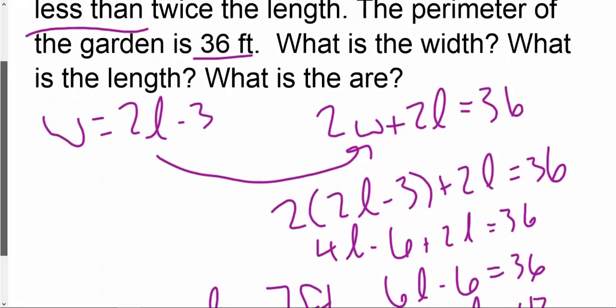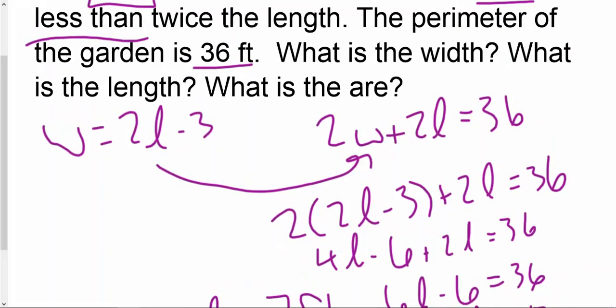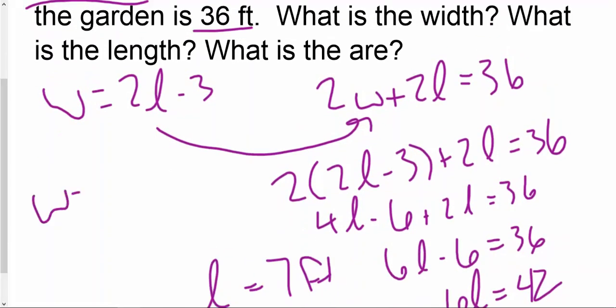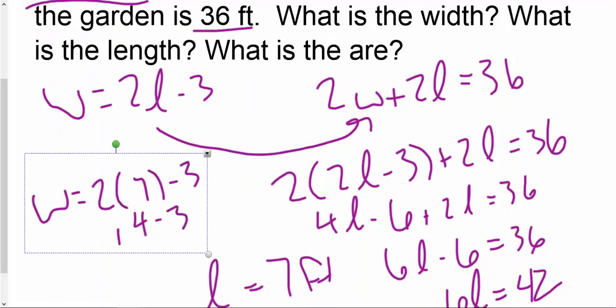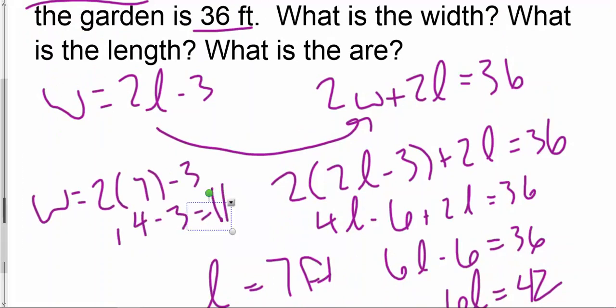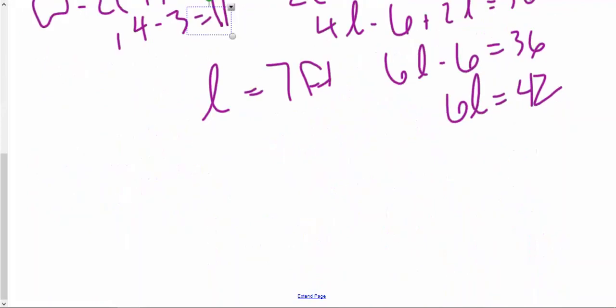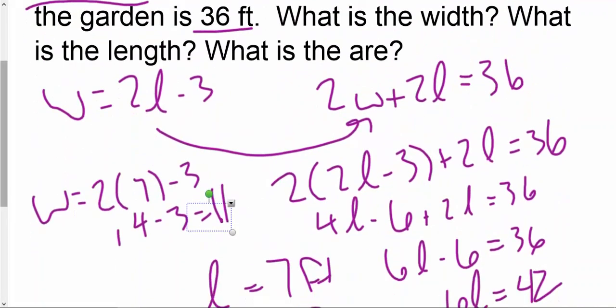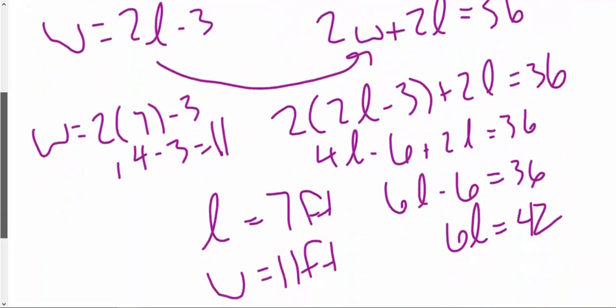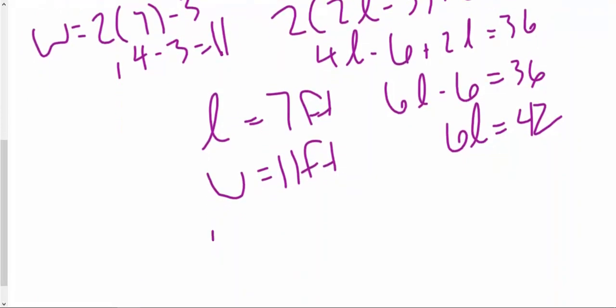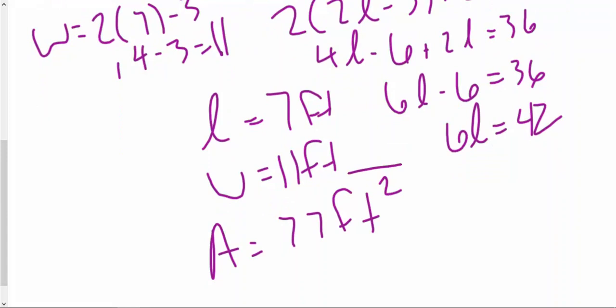So the length is 7. It also asks for the width. So the width would be 2 times 7 minus 3, or 14 minus 3, which is 11. So the length is 7 feet. The width is 11 feet. And then it asks for the R. I think I meant to type area in here, right? It asks for the area. And so we would find the area by multiplying the length and width to get 77 feet squared.